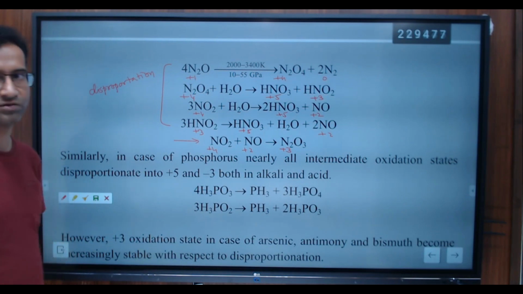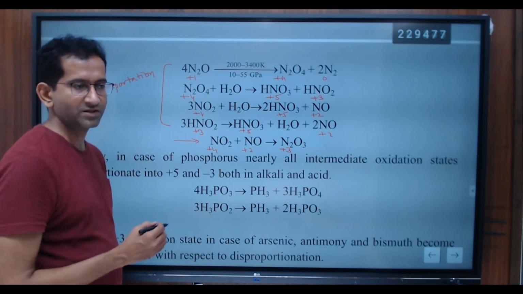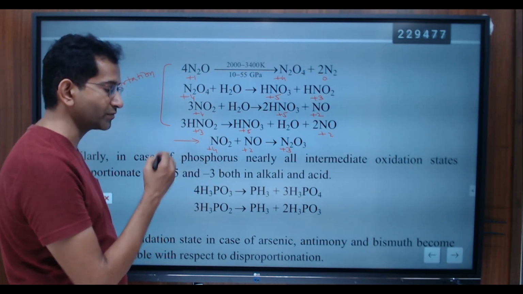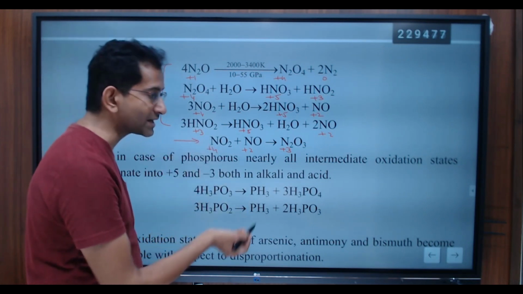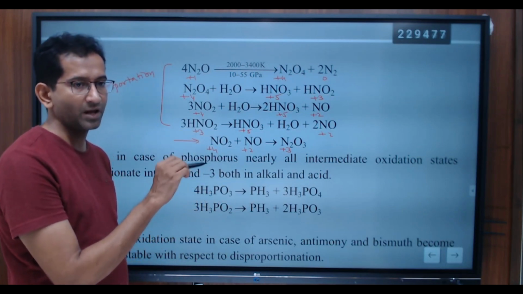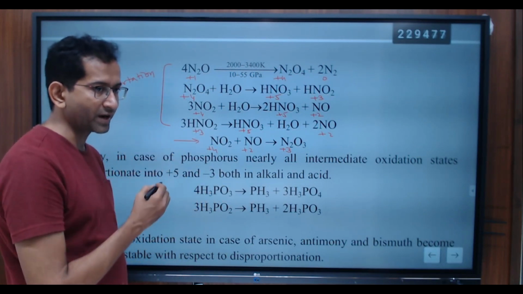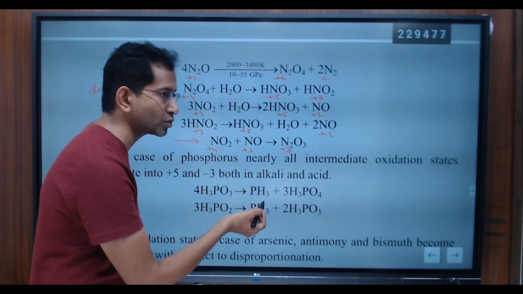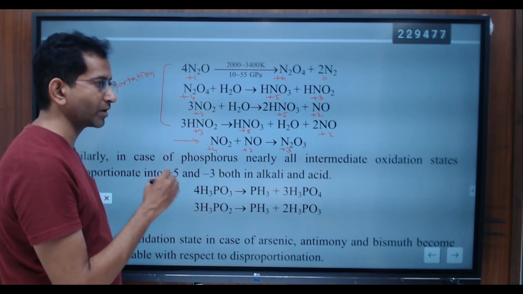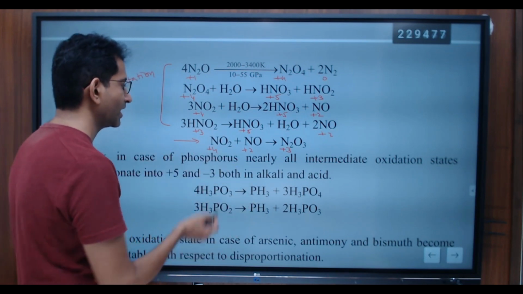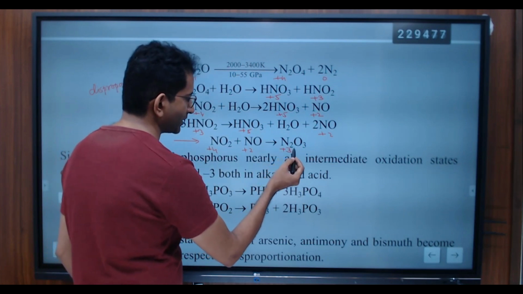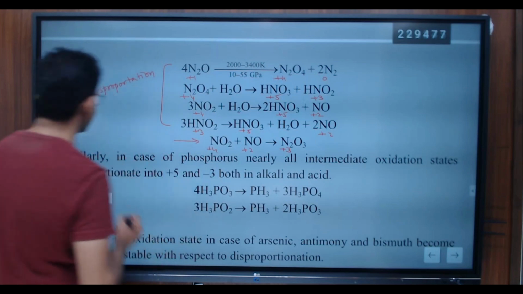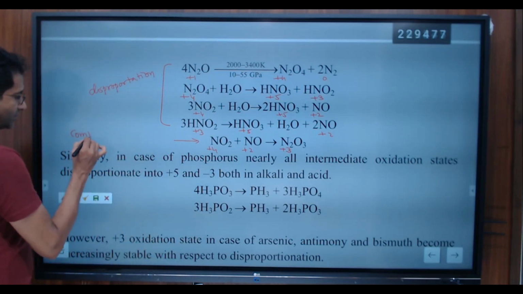This is also a redox reaction, and it is such a redox reaction that an element in two different compounds with two different oxidation states results in the same compound with the same oxidation state. So one compound undergoes oxidation to give the same product, and the other compound undergoes reduction to give the same product. Like NO2 undergoes reduction to give N2O3, and NO undergoes oxidation to give N2O3. This is called comproportionation reaction.